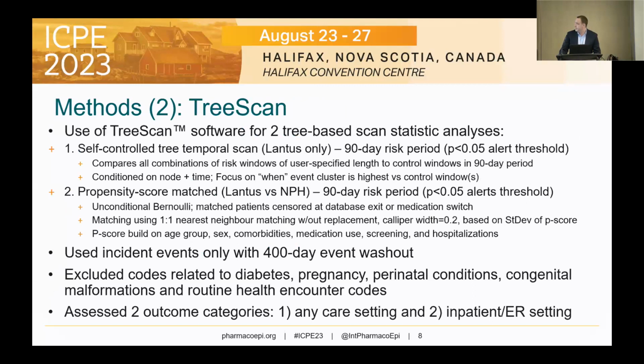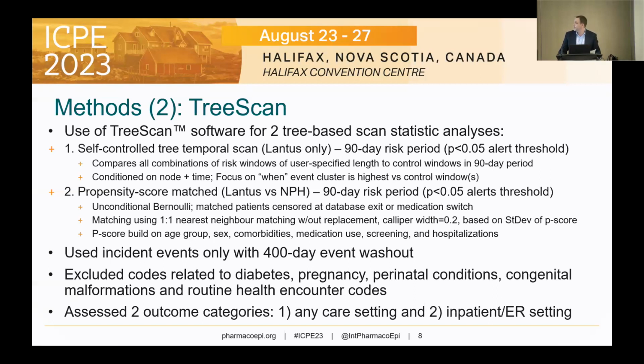We did leverage the publicly available TreeScan software for our two tree-based scan analyses. The first was a self-controlled tree temporal scan only in Lantus patients, looking in the first 90 days post-exposure. And here we compared the number of event clusters in all combinations of risk versus control windows in the first 90 days. We had a p less than 0.05 alert threshold based on the maximum log likelihood ratio test.